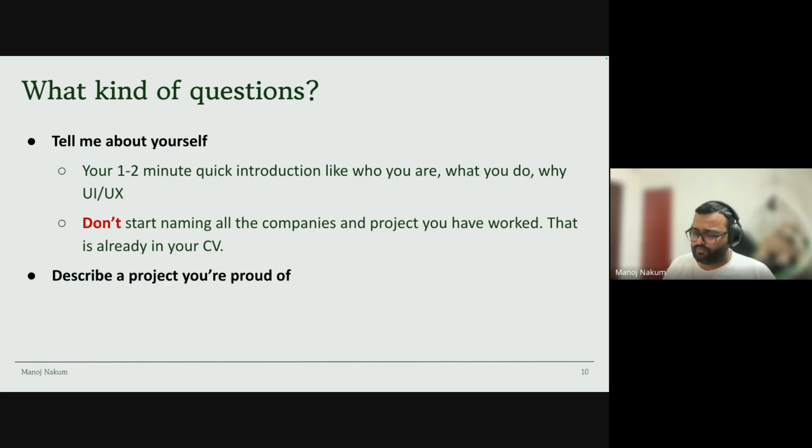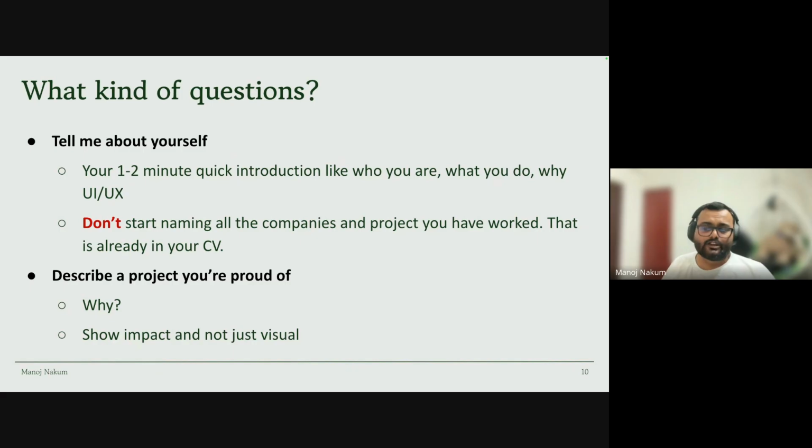Then you might have multiple projects. Either the interviewer tells you, okay, I want to see this particular project because that might be aligning with their domain, or if not, they say, describe a project that you are proud of, or this type of project that you have done recently. This kind of request might come. And if that's the case, then you need to tell why you are proud of that project.